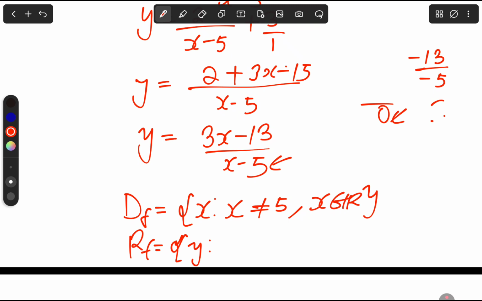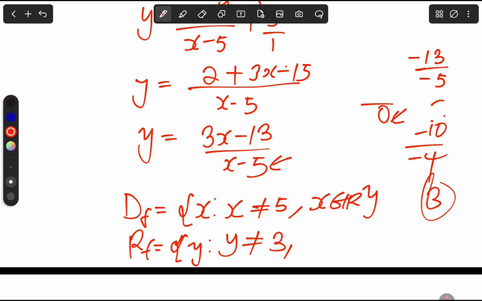That's impossible. Check out. Even if I put 1 here, this becomes negative 4. Up here becomes negative 10, and I'm still not getting 3. So y is not equal to 3, such that y is a real number. So you look at what you are going to get out. That will be the range. So you remove what you cannot get. Then the rest you can get, you leave them.